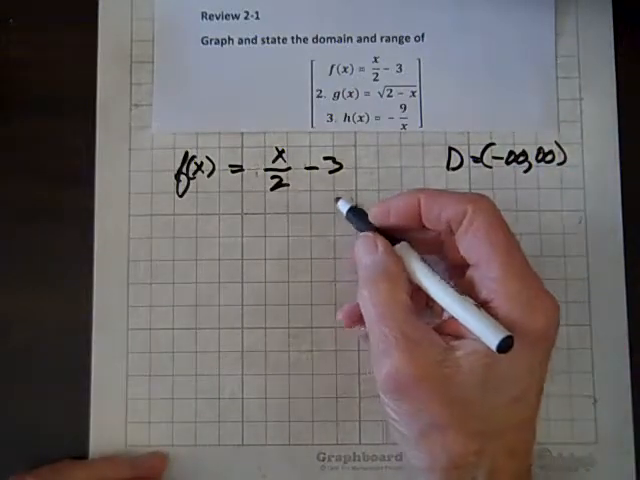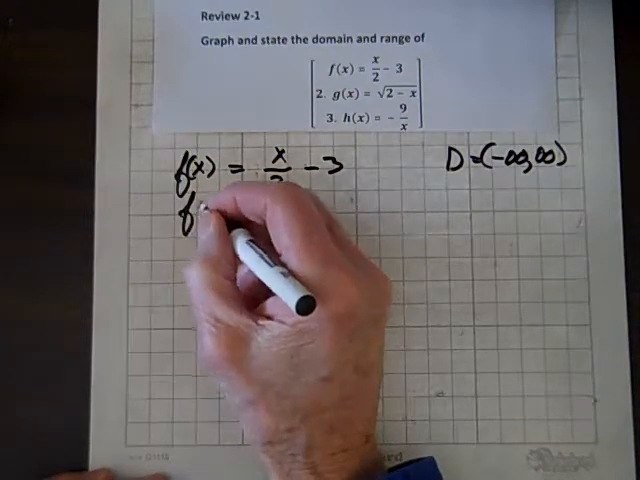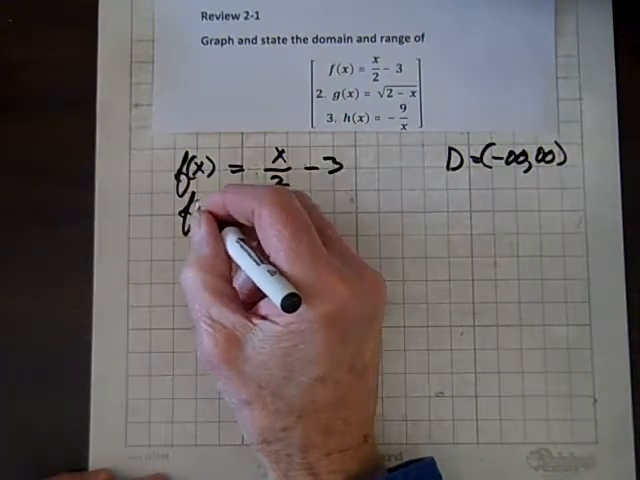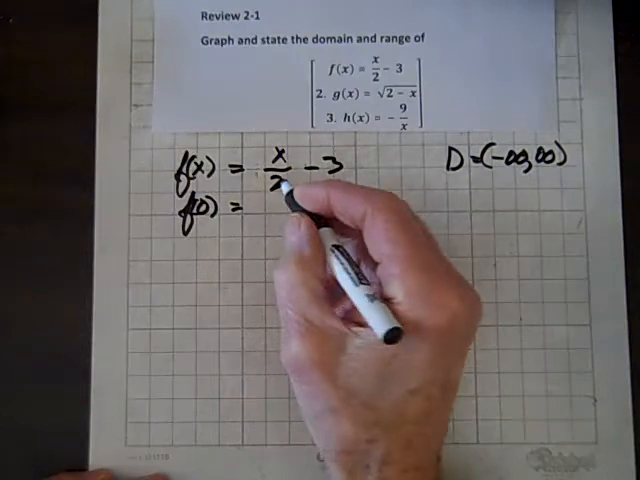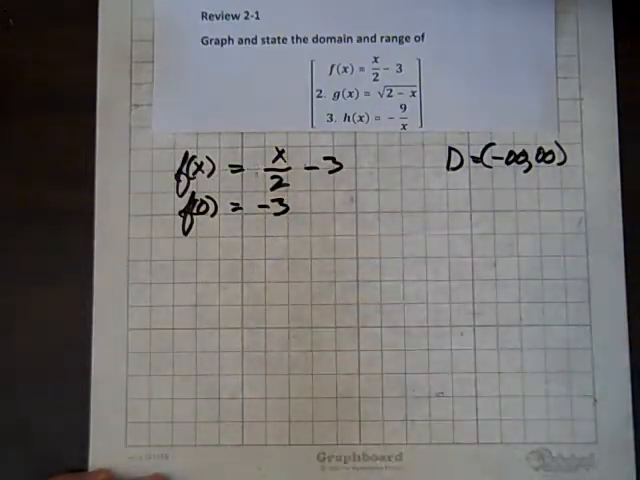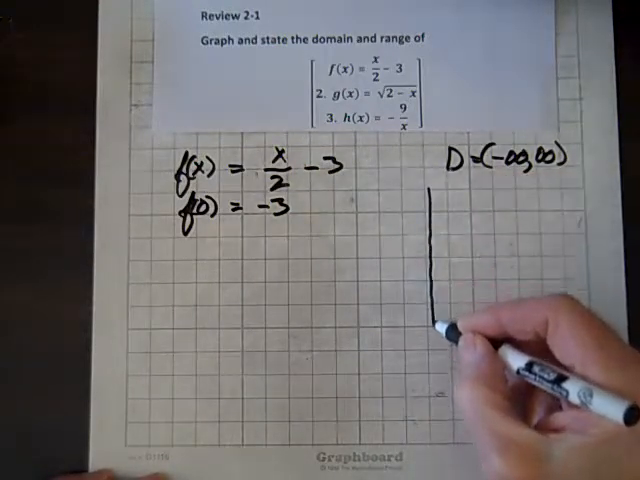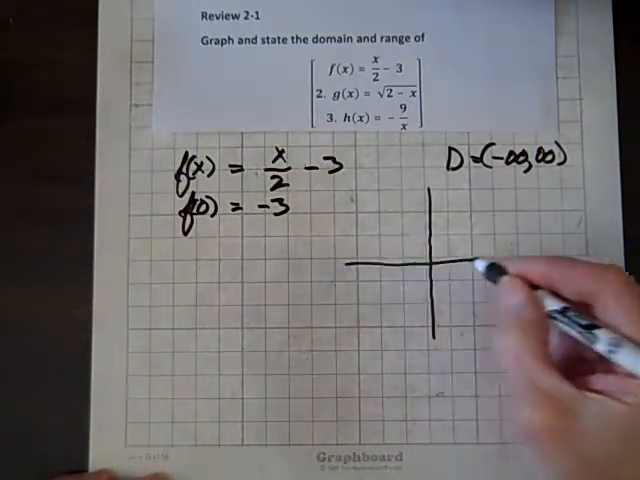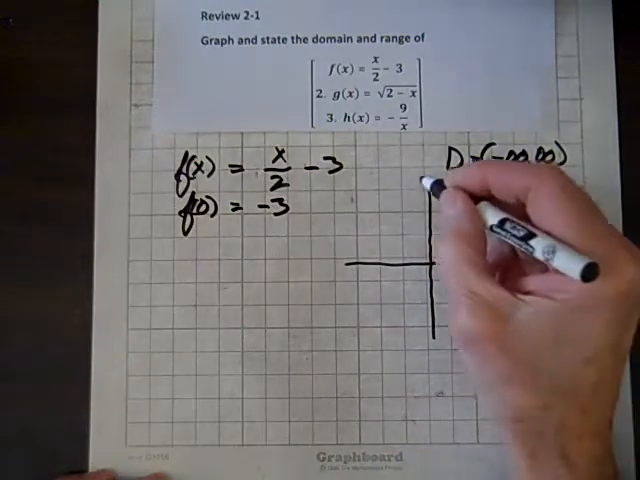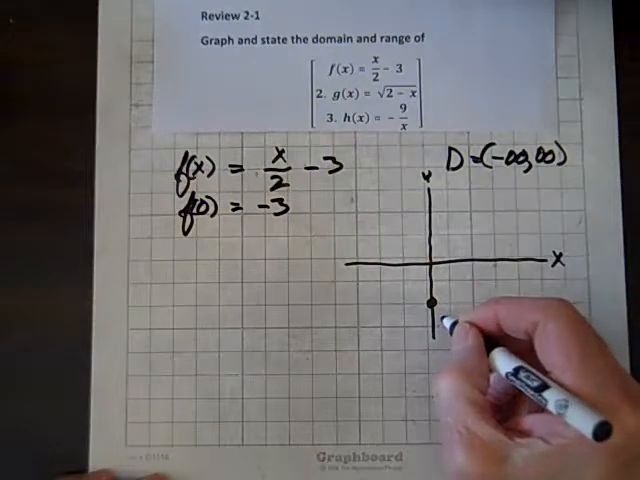Now, let's graph it and let's find the y-intercept, and for that we evaluate f of 0. Replacing x with 0, we get minus 3. So now we have the y-intercept, and let's keep graphing away here. 0, negative 3.